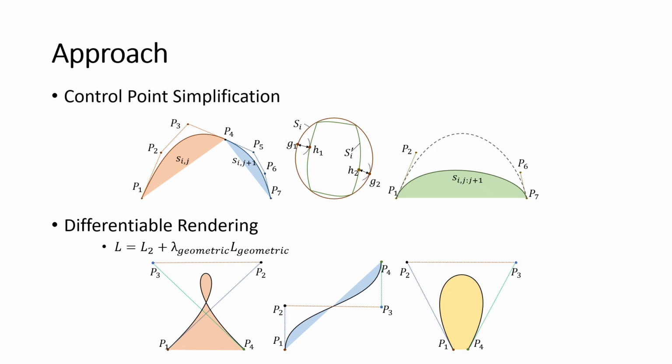In the differentiable rendering stage, we use a differentiable renderer to optimize control point and color parameters, minimizing the discrepancy between the rendered image and the input raster image using MSE as the reconstruction loss. A geometric loss is also employed to prevent intersections by penalizing intersection points and undesirable configurations of control points.